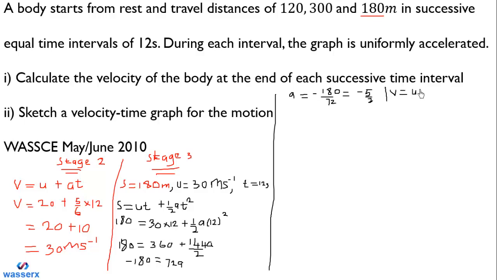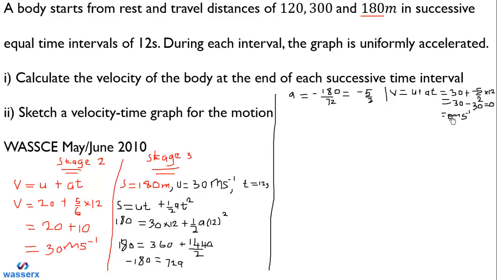Now the velocity using u plus at will be equal to 30 plus negative 5/2 times 12. So we simplify to get 30 minus 30, which is 0. Therefore the final velocity for the third stage is 0 meters per second. This means that the object came back to rest.